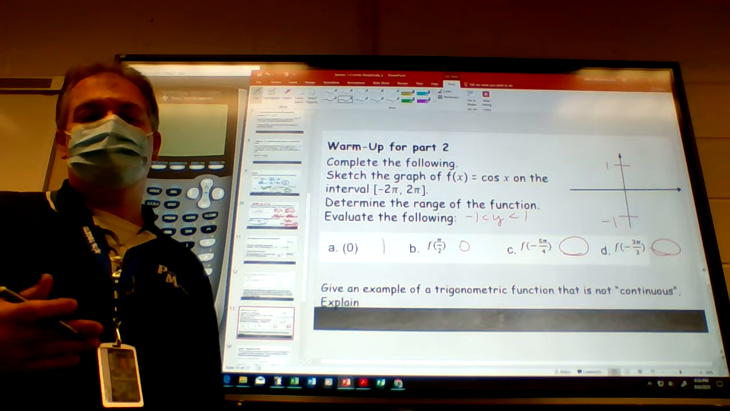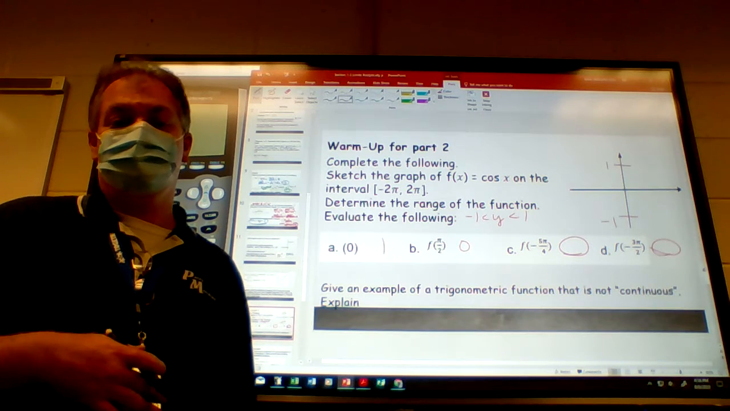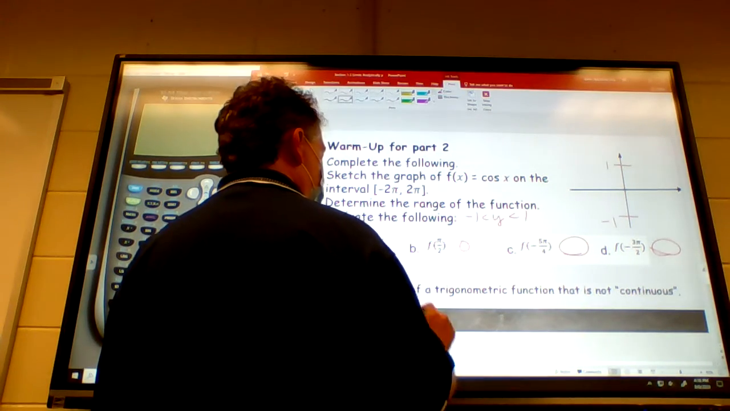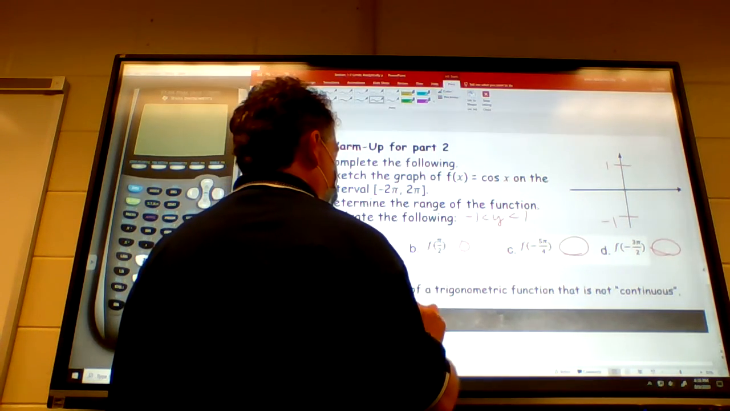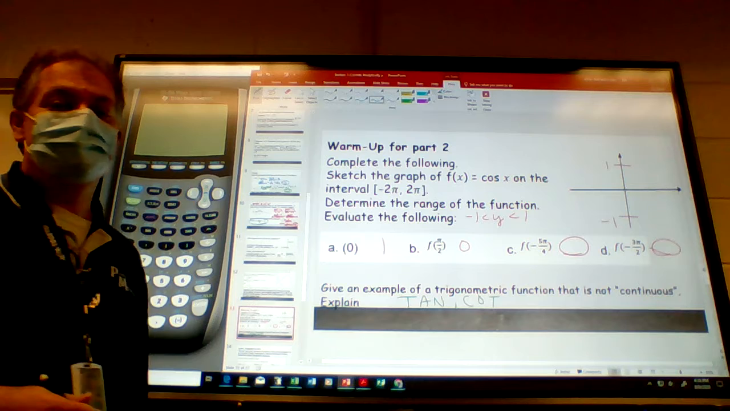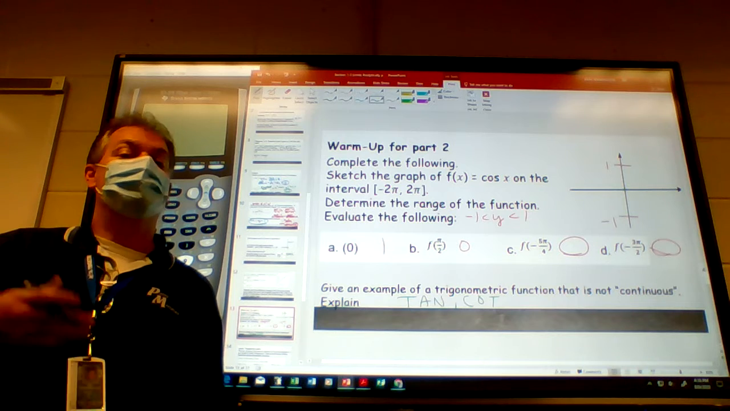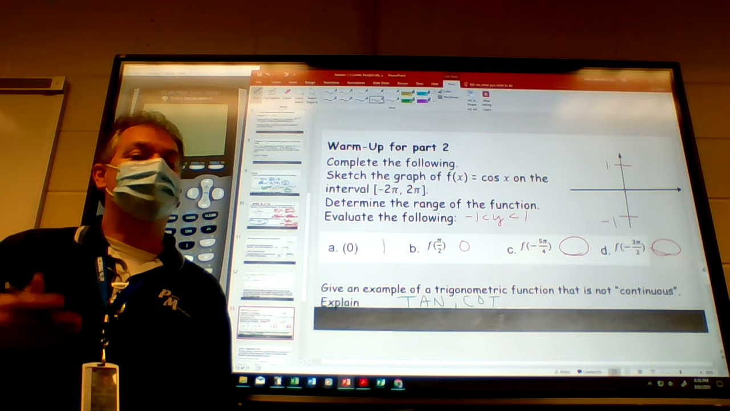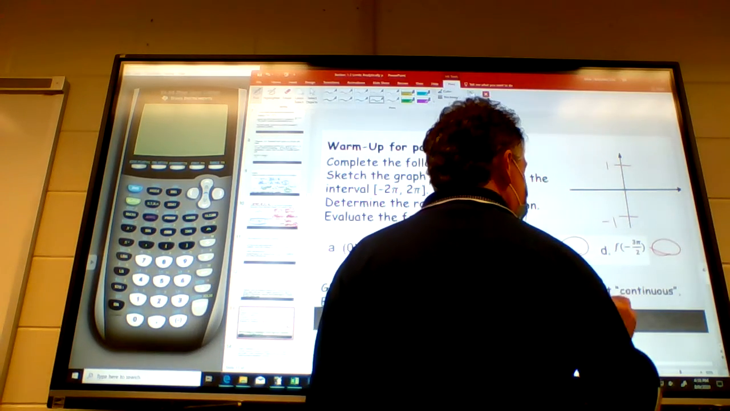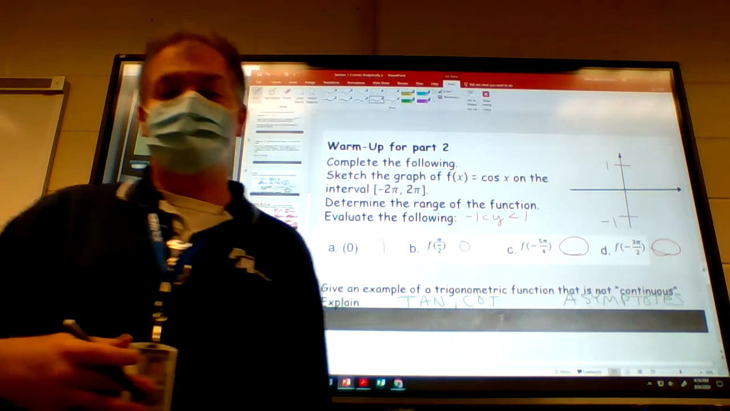But is there an example of a trig function that is not continuous? In other words, one that doesn't just go up and down, up and down. If you think about it, tangent and cotangent. Because remember, type in the tangent function and you'll see it. Type in 1 over tangent, and you'll see it as well. Both of them are not continuous. They both have asymptotes. That's why.